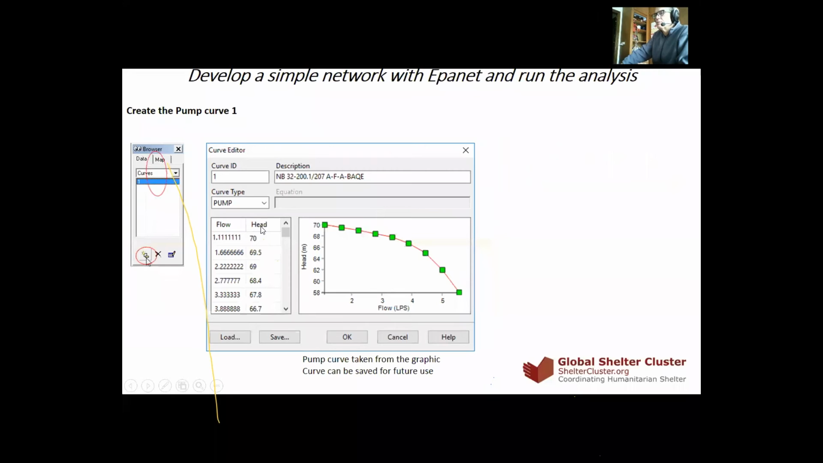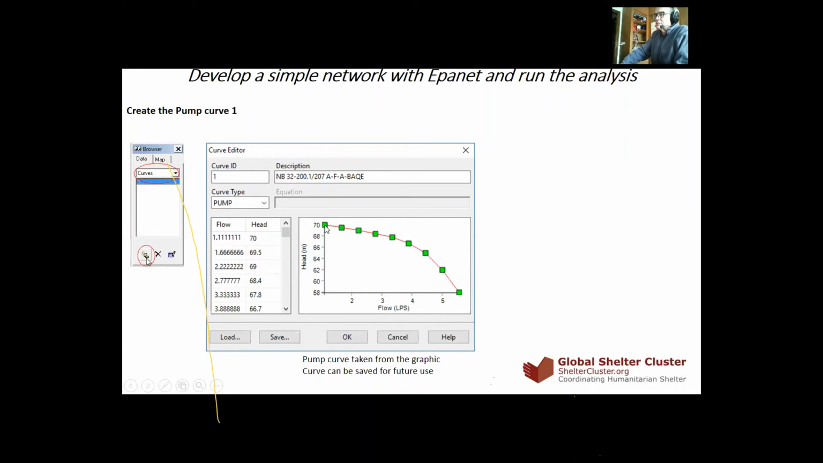Okay, let's continue. The pump like we have done so far is not working because it doesn't have a pump curve. Now you have to create a pump curve which has to be linked to the pump that you have just inserted. The main parameter for a pump curve is the flow, liter per second, and the height, the head. It is enough that you write here, for example, flow 1 liter and head 70 meter, and you will see the curves is automatically generated.